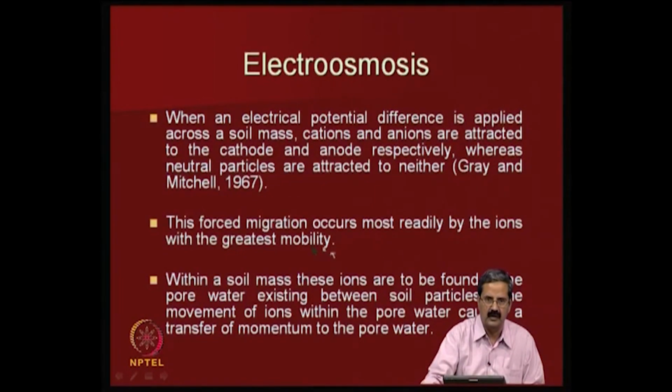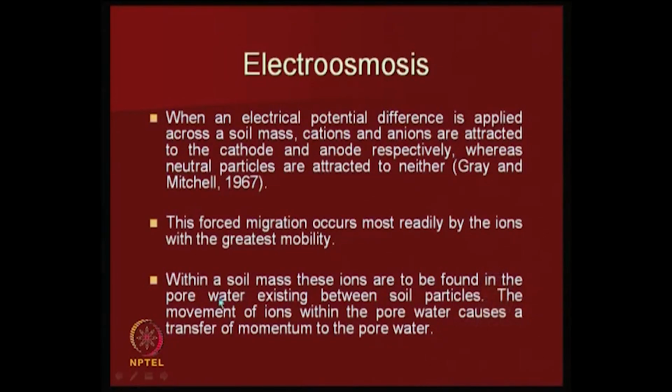Essentially we are looking at removal of water. Removal of water occurs rather fast. Within the soil mass, these ions are found in the pore water existing between the soil particles. The movement of ions within the pore water causes a transfer of momentum to the pore water. Why is it happening? We know that clay is a negatively charged particle, and you have adsorbed water on the clay surface, and beyond that you have pore water. Pore water also has certain chemistry: it has its pH and its ionic concentration. So this adsorbed water is different from the pore water. This concept is very important.